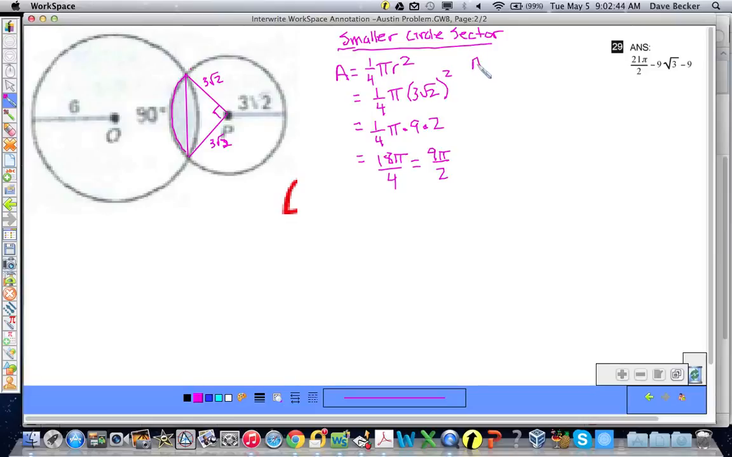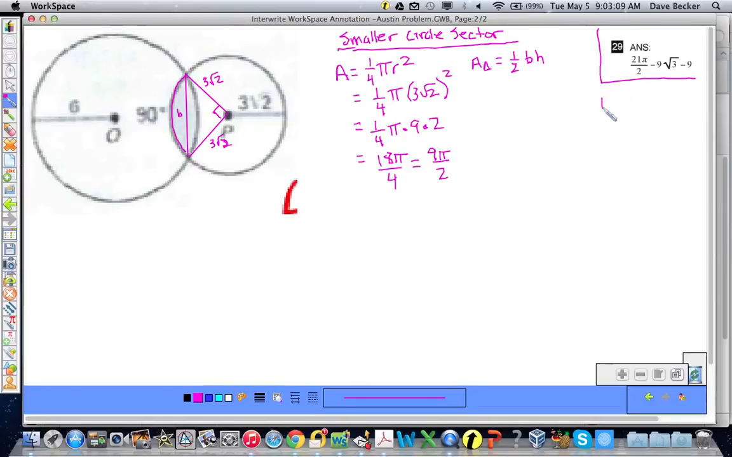because area of triangle, and I'm just going to keep this under the smaller circle sector, is equal to 1/2 base times height. So I've got to find the base. Okay, so I'll call this B for now, and I know that this is our answer that we're headed towards, by the way. So let's see.